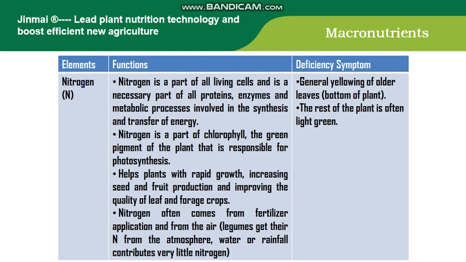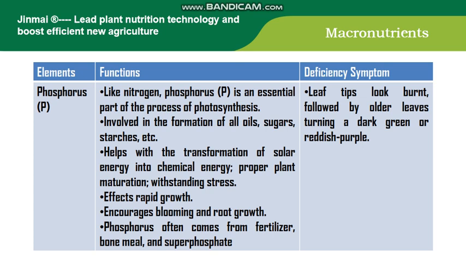Deficiency symptom. General yellowing of older leaves, bottom of plant. The rest of the plant is often light green. Elements. Phosphorus, P, functions. Like nitrogen, phosphorus, P, is an essential part of the process of photosynthesis. Involved in the formation of all oils, sugars, starches, etc.